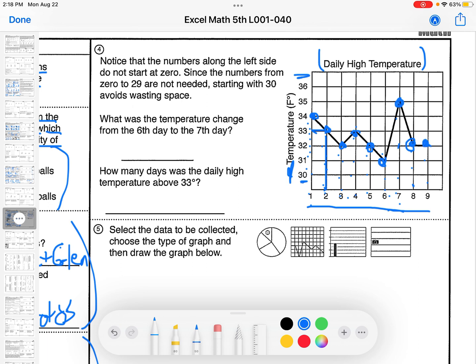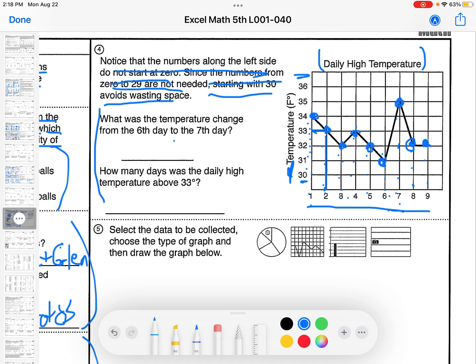All right. So it says, notice that the numbers along the left side do not start at 0. Since the numbers from 0 to 29 are not needed, starting with 30 avoids wasting space. There's no reason to have the numbers from 0 to 29 because none of the temperatures were under 30. So it just kind of saves some space on there. All right, see if you can figure these two out. Pause the video and then turn it back on when you've tried them. They're tricky. I hope you can do it.